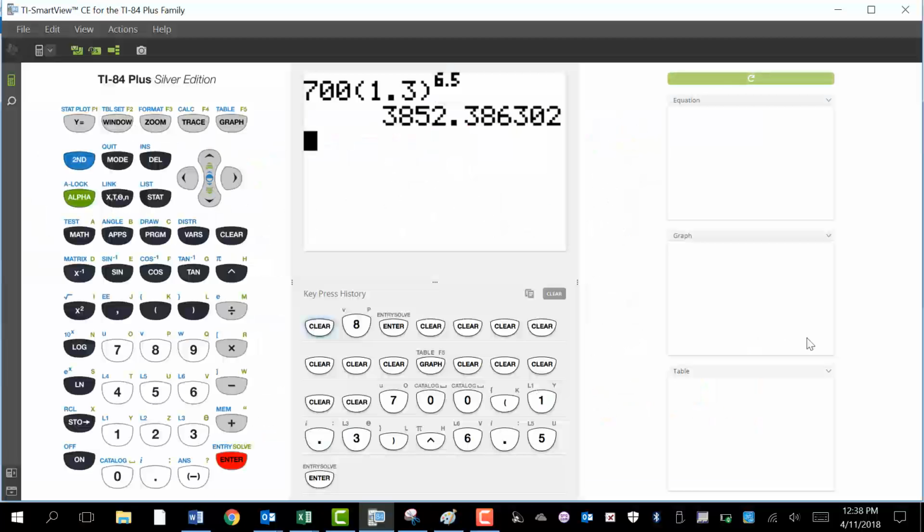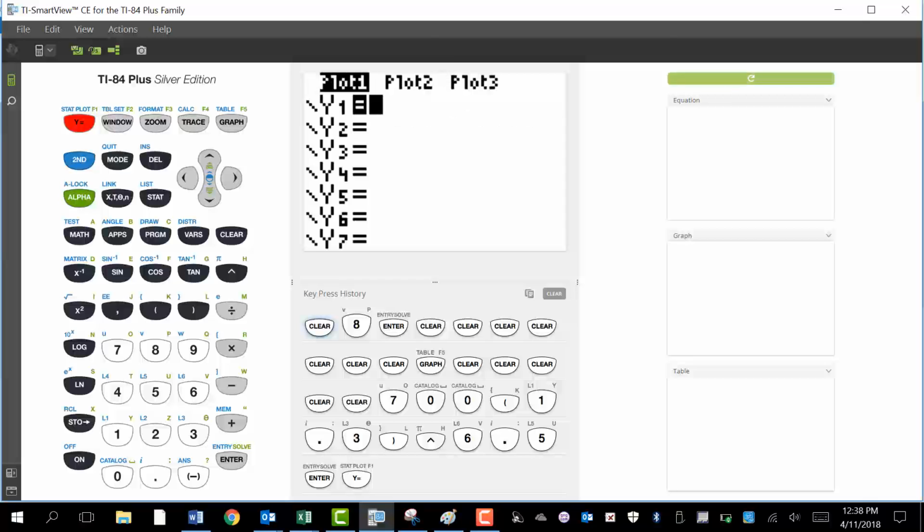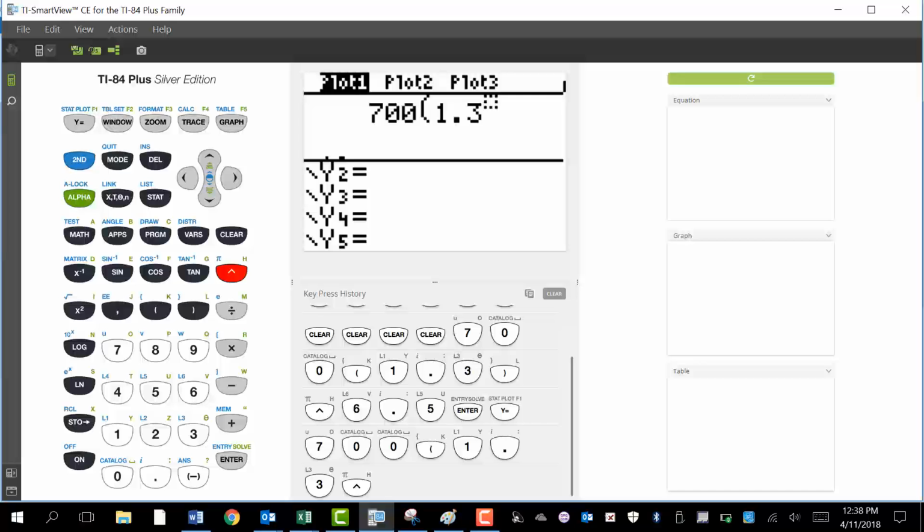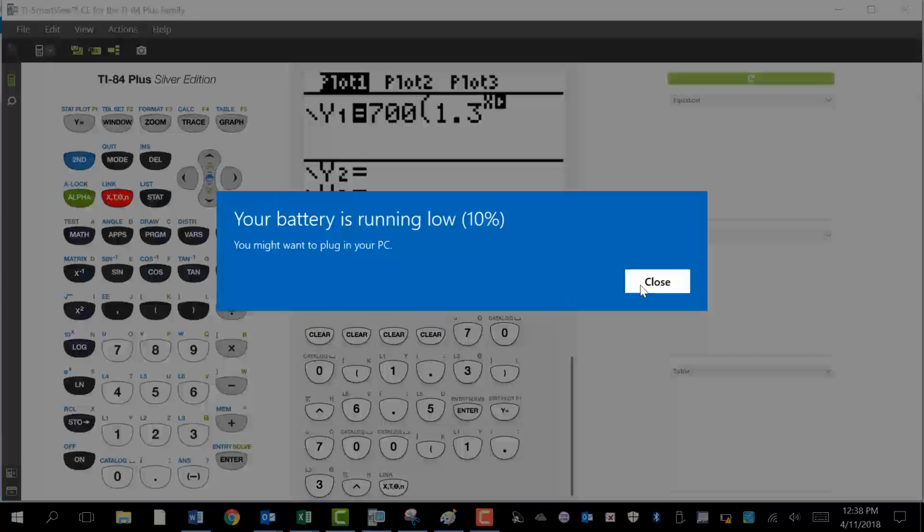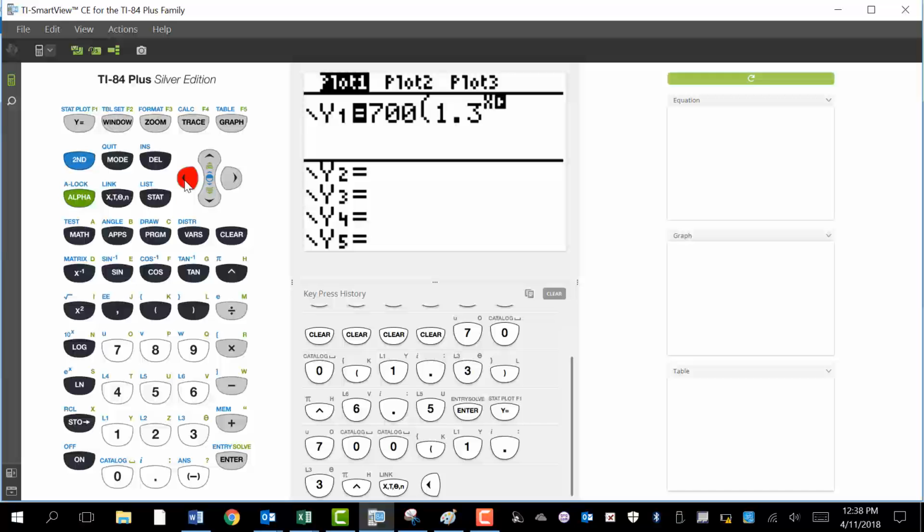So I'm going to go up to y equals, and I'm going to go 700 parenthesis 1.3 to the power of x. Oops, no, I made a mistake. It should be to the power of, oop, battery's running low. Okay, so go back this way. Okay, and I'm going to put my parenthesis. Okay, good. And then I'm going to hit delete. Perfect. Okay. So now this is the function.